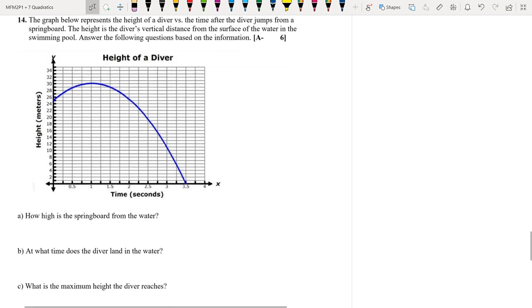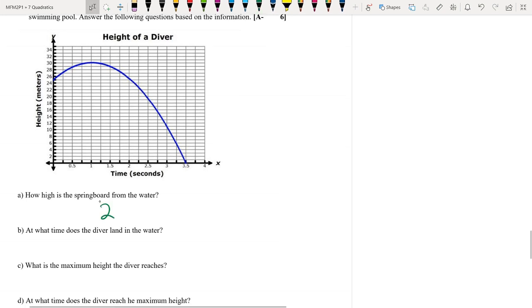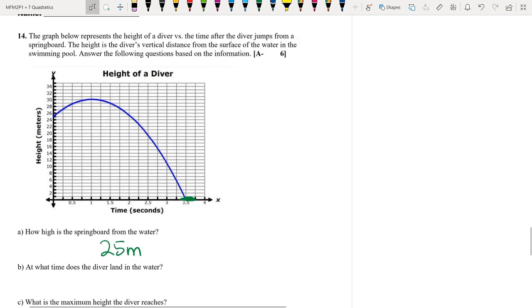How high is the springboard from the water? Well, presumably this is where his jump starts, right? Because he's going to go up for a little bit and then he's going to go back down. And so we could say that his springboard is 25 meters above the water. Here is where water is being assumed to be, because as it says, the vertical distance from the surface of the water, right? So this height is height from the water.